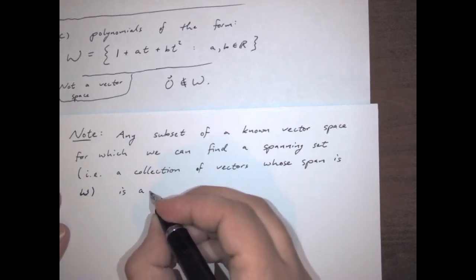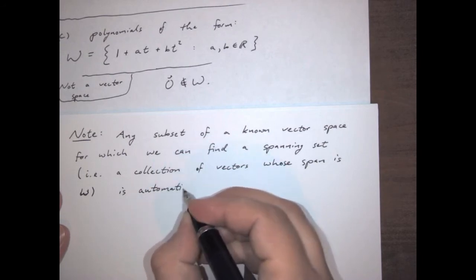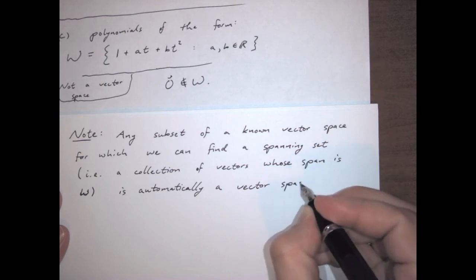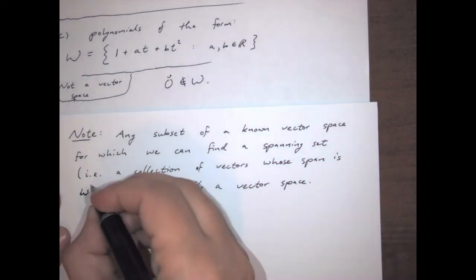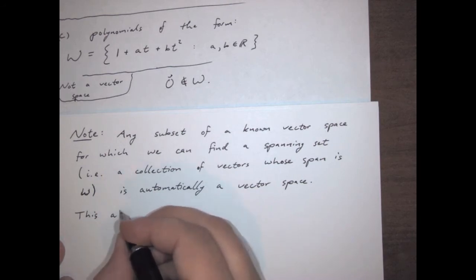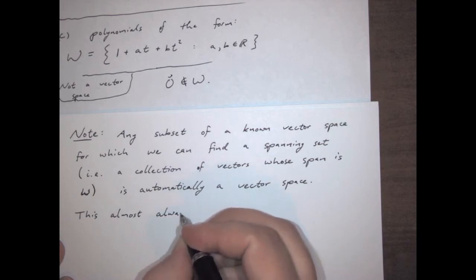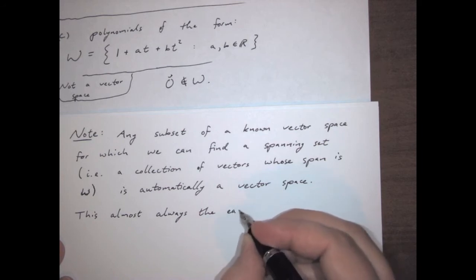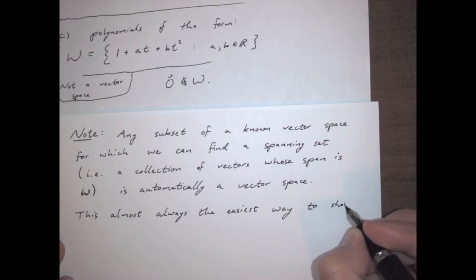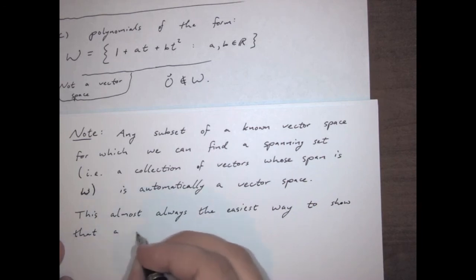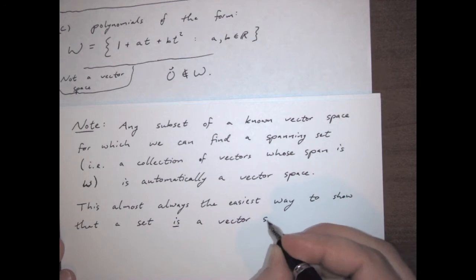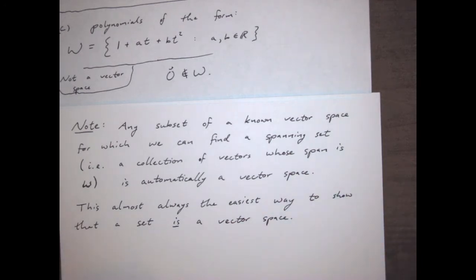is automatically a vector space. So this is almost always the easiest way to show that a set is a vector space. To show that a set isn't, you have to find a property that fails.